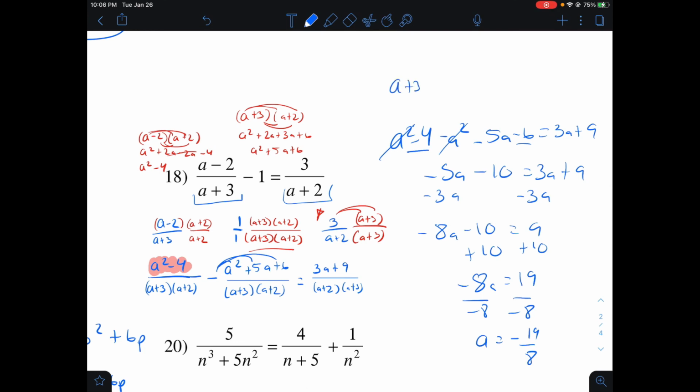a plus 3 times a plus 2 equals 0. That was supposed to be a 3. Basically, we get that a cannot equal 3, a cannot equal negative 3, and a cannot equal negative 2. So our answer checks out. We like our solution.